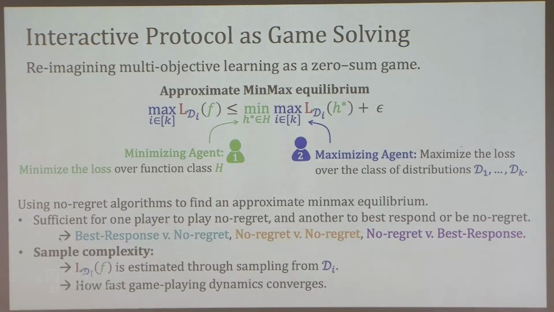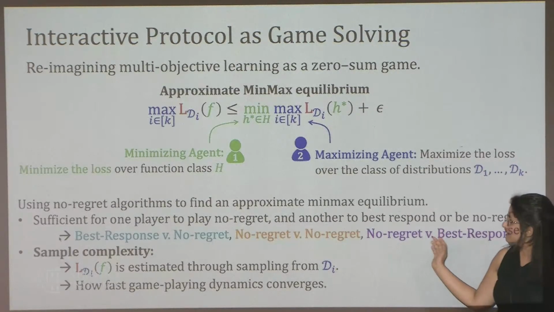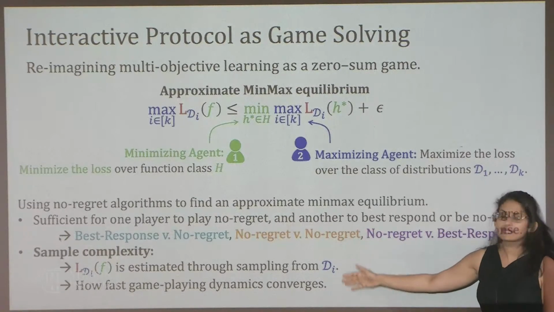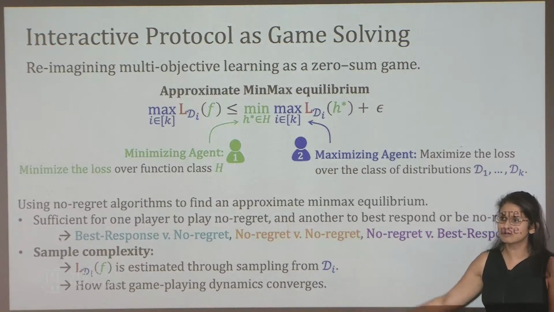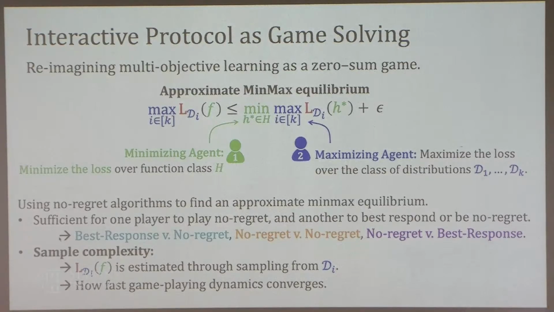The other place samples come in is how fast the no-regret algorithms I'm using converge. The faster they converge, the smaller the number of steps I need to take samples. So there is a fine balance between these two, and different dynamics take different trade-offs between these two and provide different guarantees.